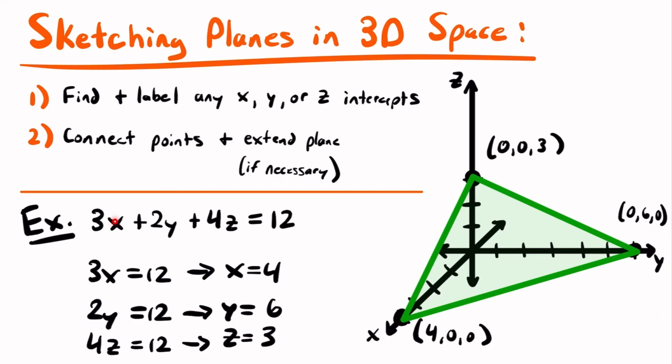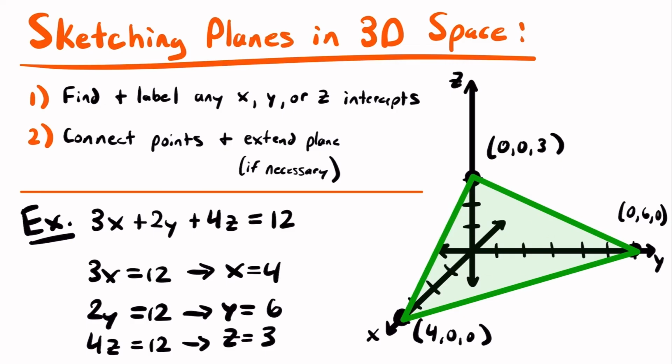So for example, for 3x, the x-intercept will be whatever 12 divided by 3 is, which was 4. The y-intercept is 12 divided by 2, which was 6. And the z-intercept is 12 divided by 4, which is 3. And so that would be a really quick way to find those values, plot them in the 3D coordinate system, connect them, and create the sketch of your plane.